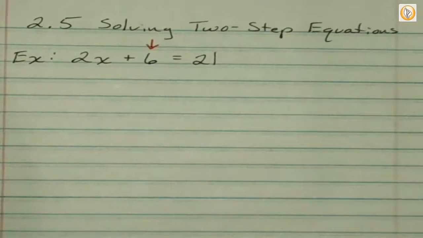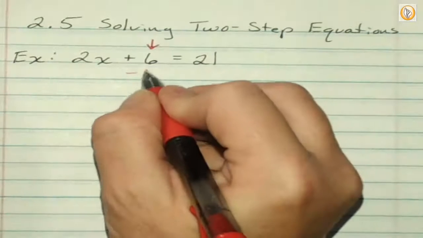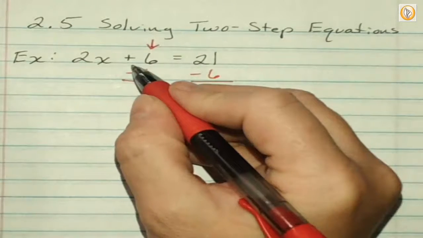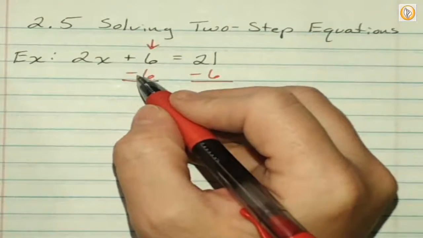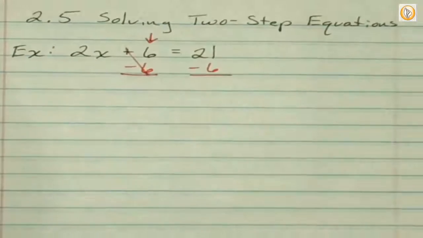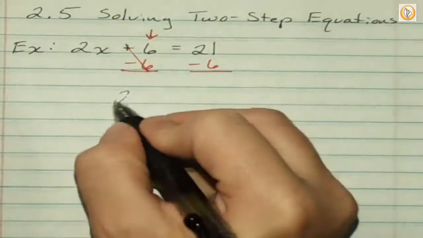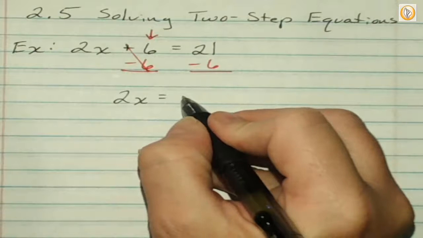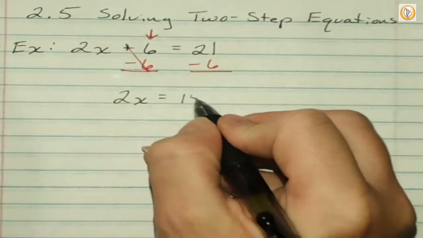So, Michael, we want to get rid of the 6. You're correct. How do I get rid of the 6? Subtract. That's right. Why are you subtracting? Because the 6 is positive. Or you're adding 6 to something. So then you're doing the opposite. Very good. So now I have 2x equals what? 15. Very good.